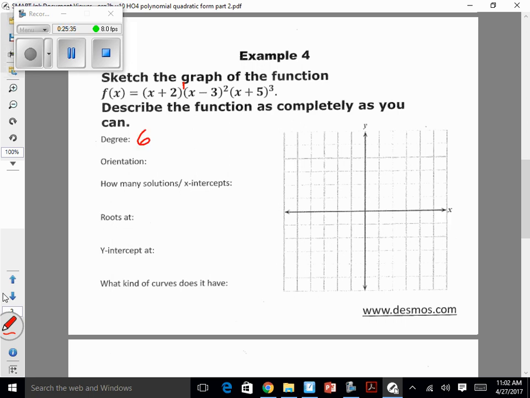Let's skip the orientation, positive or negative. Positive. If there's no minus sign in front of the factored form or the standard form, it is positive, so put a plus sign there.